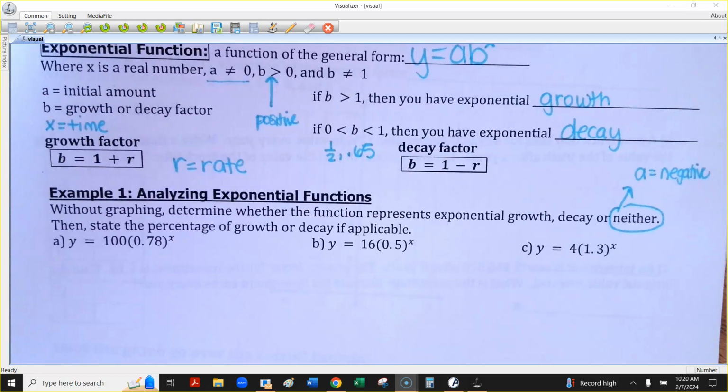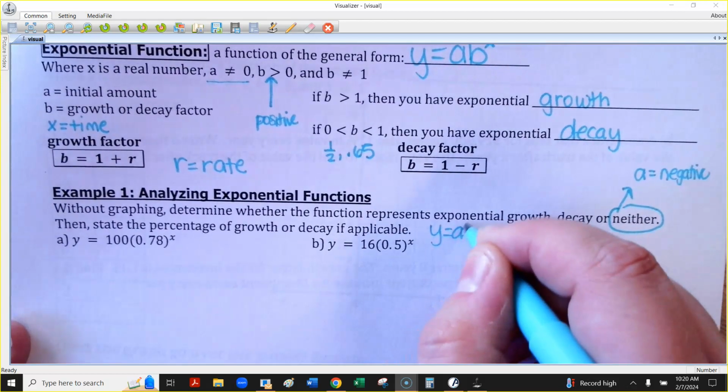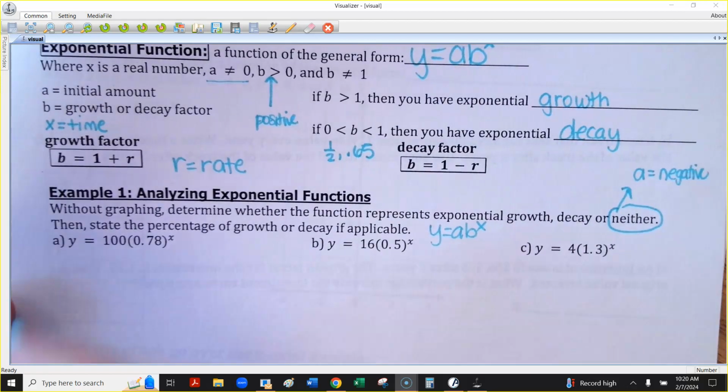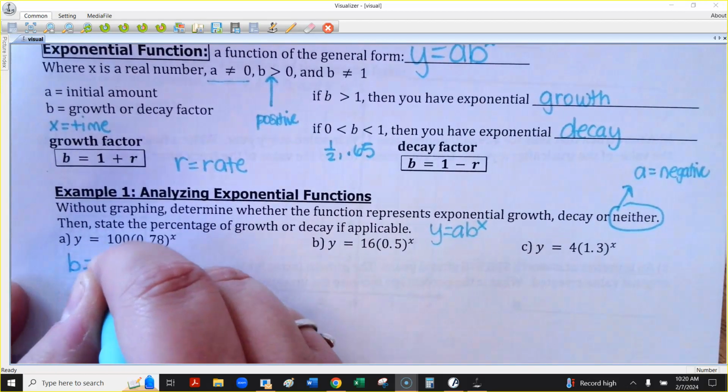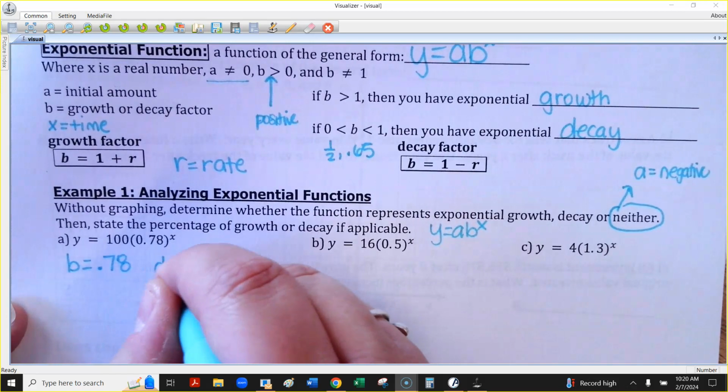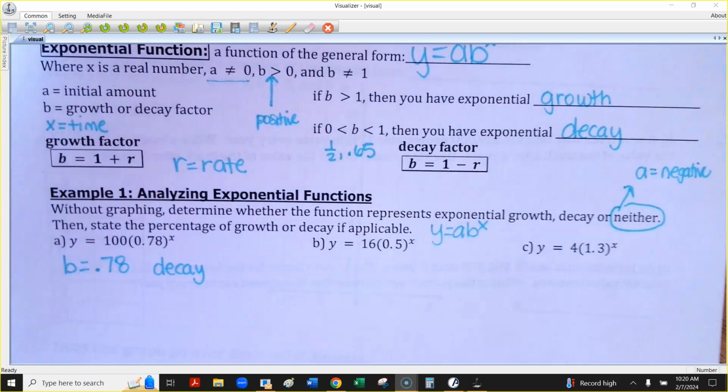But these are in the form, right? Y equals A B to the X. So whether it's growth or decay totally depends on whatever's being taken to the exponent in each of these equations. I just have a little set of parentheses around it. So if we're looking at the B value 0.78, right, would you tell me that is growth or decay? Decay. It's smaller than 1. This is decay.